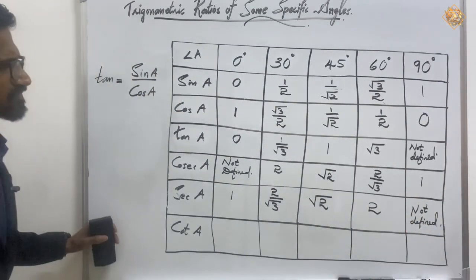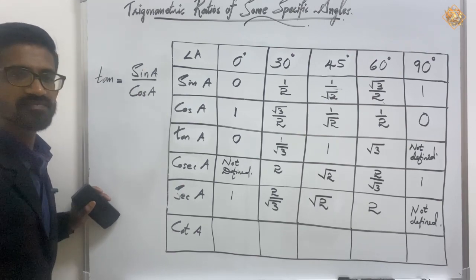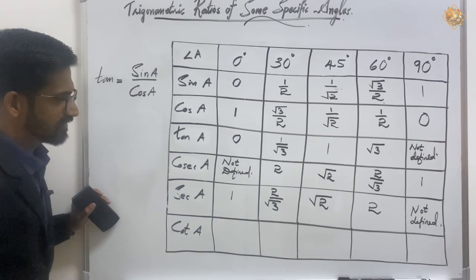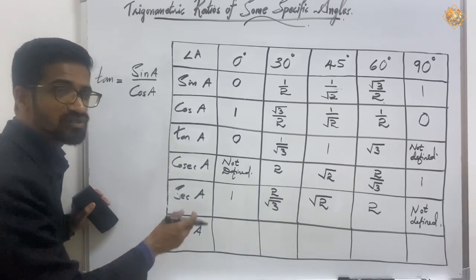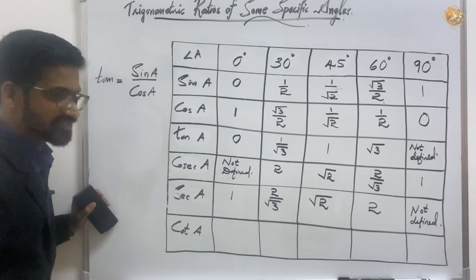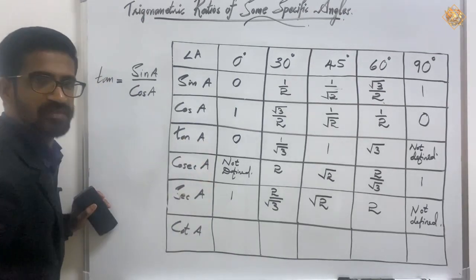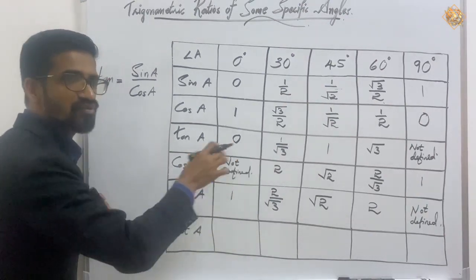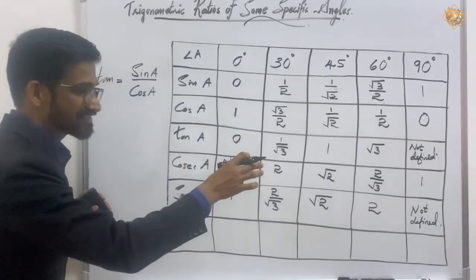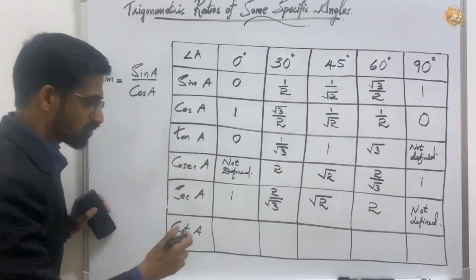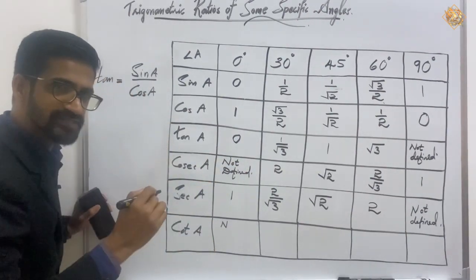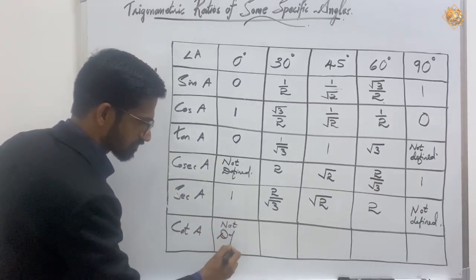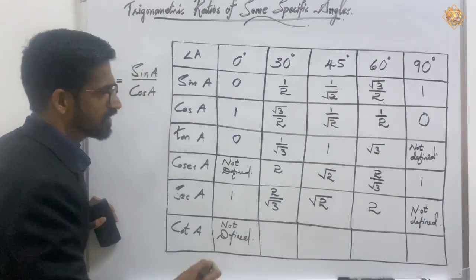Hope it is clear. Okay, students. Now finally, cot A. We know cot is the inverse function of tan, isn't it? So to get the value of cot, we'll just take the reciprocal of tan. So for 0, 1 by 0 is what? Not defined. Keep in your mind, 1 by 0 is not defined.